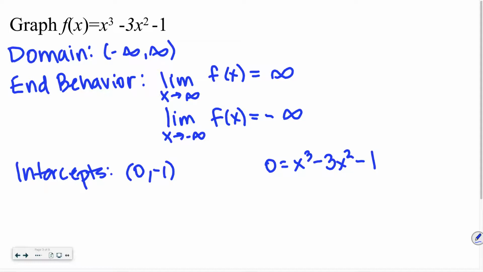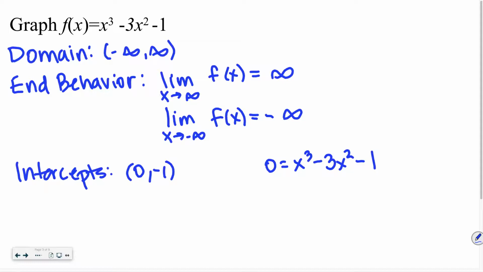Okay, so this is going to be an exception. I'm not going to make you figure out the x-intercepts because it's not pretty. We can't find it using factoring. I'm not going to make you go through any synthetic division. We're just going to say we're not going to find the x-intercept for this one, okay?